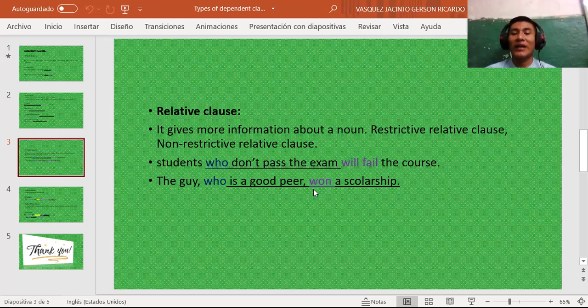I guess that here there is a little mistake, because the relative clause in this case is "who is a good peer", which is separated by commas, and "won a scholarship" is part of the independent sentence. The guy won a scholarship would be our independent sentence. Let's check the next one.